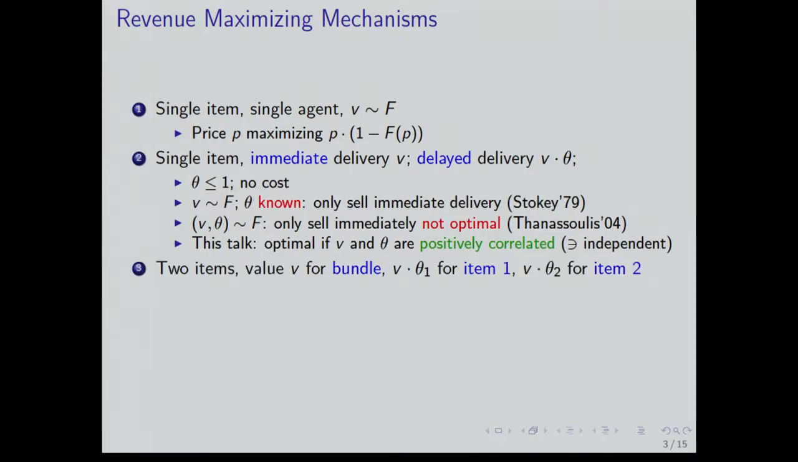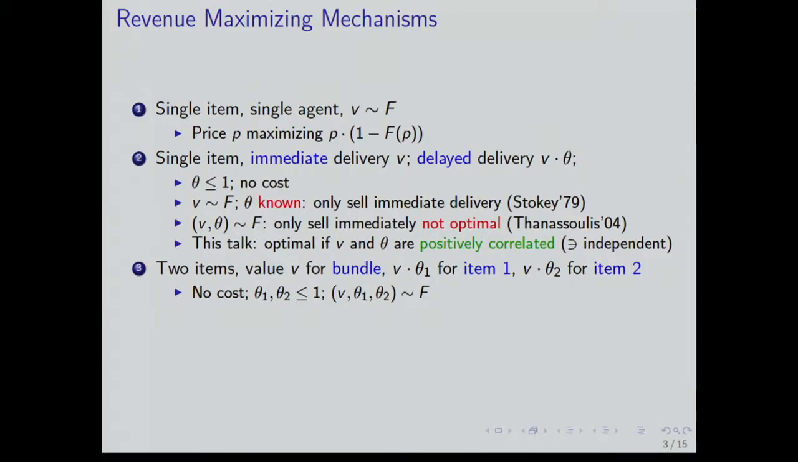Let's see example number 3. It is the case that you're selling 2 items. Now, the buyer has some value v for the bundle, some value v times theta 1 for getting only item 1, and v times some other theta 2 for getting only item 2. And again, all I'm assuming so far is that theta 1 and theta 2 are less than 1, meaning that there is free disposal. The buyer only wants more stuff.